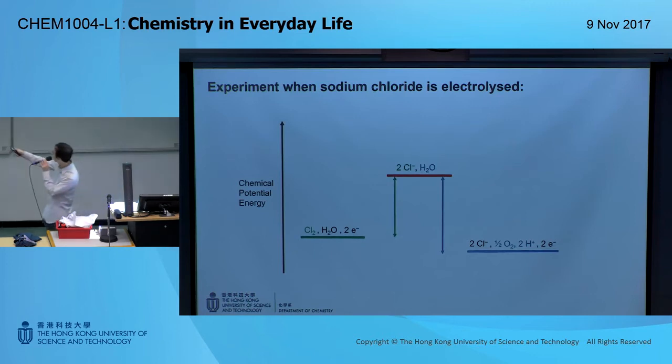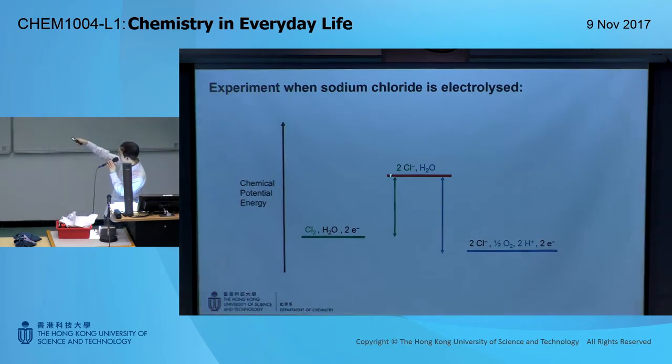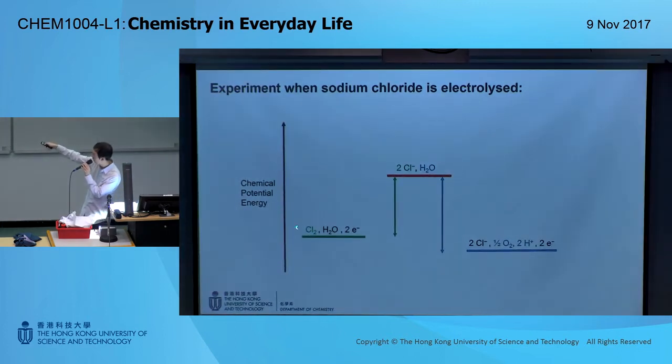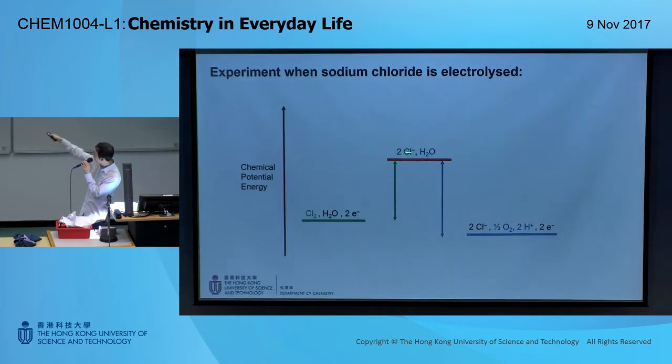So this is the chloride and the water, and we're going to here form chlorine gas or form the oxygen gas. So we're comparing two reactions. This side, we're actually taking chloride and changing this into chlorine. So this is the total energy before electrolysis with chloride ions and water.